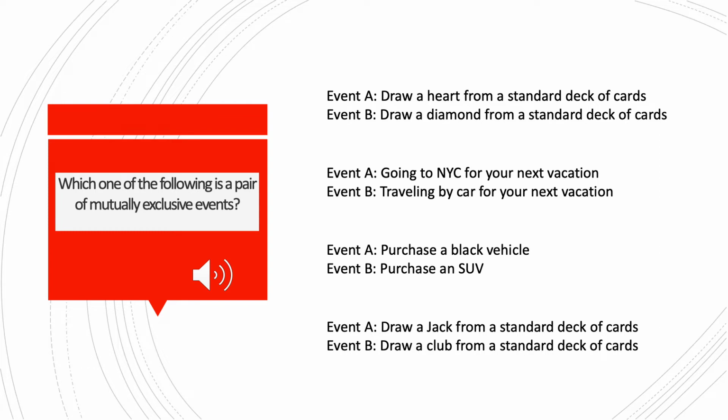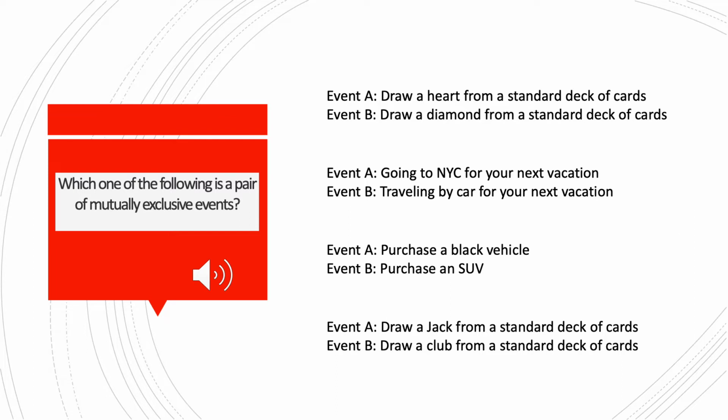Which one of the following is a pair of mutually exclusive events? Remember that mutually exclusive events are 2 events that cannot both happen. Event A, draw a heart from a standard deck of cards. Draw a diamond from a standard deck of cards. So in one draw of the standard deck, is it possible to draw 1 card and have it be both a heart and a diamond?